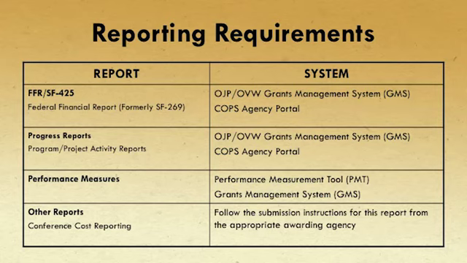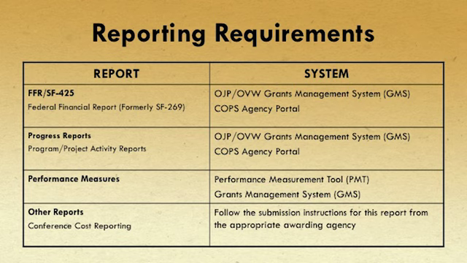All recipients will be responsible for ensuring their award and DOJ component-specific reporting requirements are met. The first report listed here is the SF-425, or the Federal Financial Report. OVW and OJP recipients use GMS to submit this report, and COPS recipients use the COPS Agency Portal for the submission of this report.